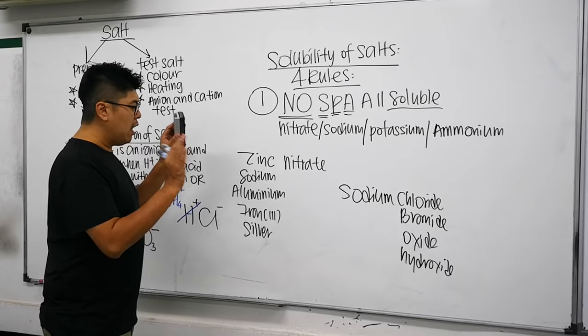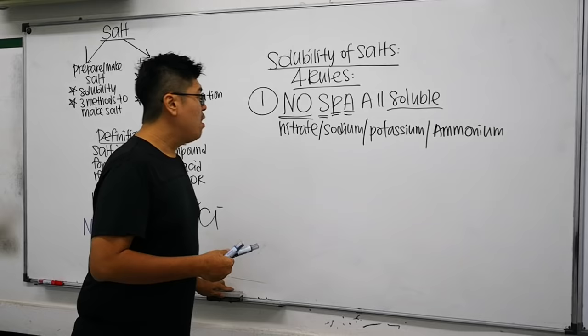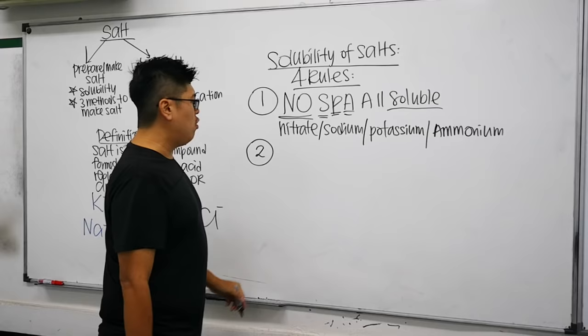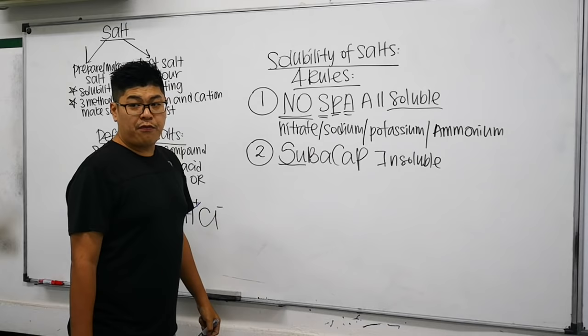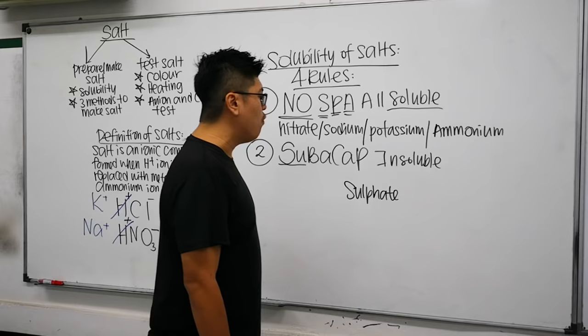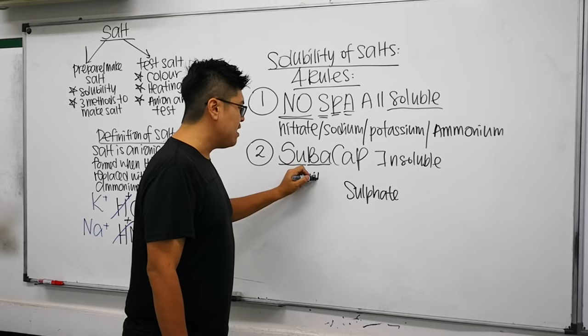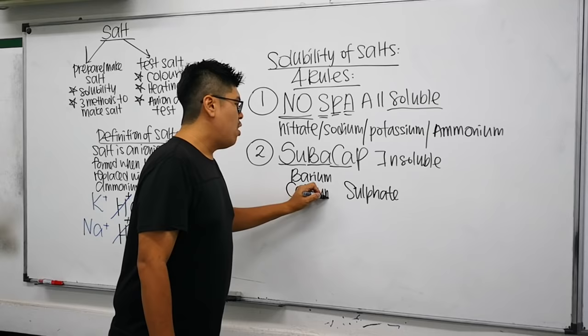Okay, rule number two. For rule number two, you have to know something called SuBaCaP, which is actually insoluble. What does SuBaCaP mean? Su stands for sulfates. Anything with SO4 is sulfate. Ba stands for barium, a substance you seldom hear about in Form 4. Ca stands for calcium.